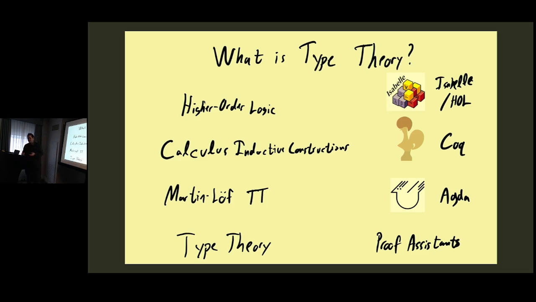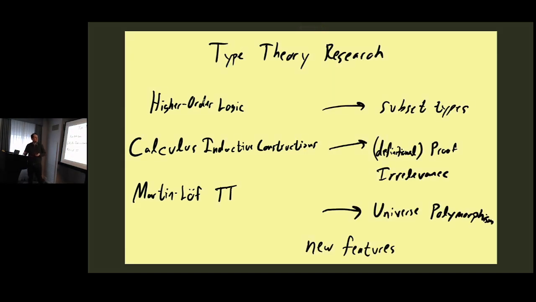And so in type theory, we study these mathematical foundations. What we do in type theory research is we try to extend these type theories to add new features. And in these 3 papers, they all extended some of these systems with new features that I'm going to talk about a little today.